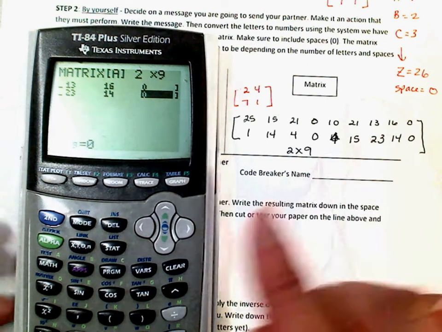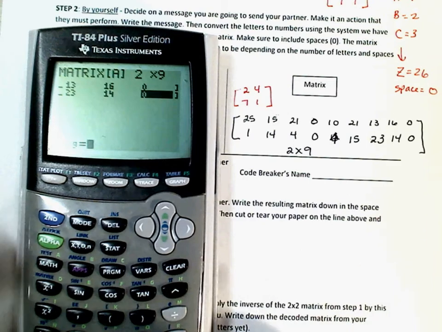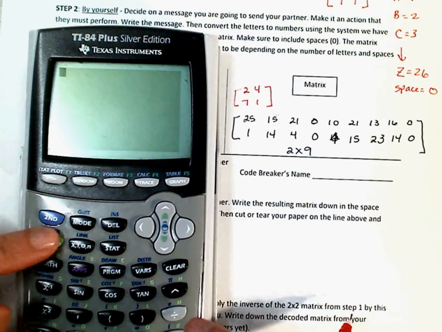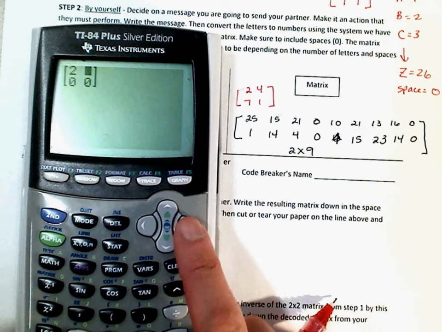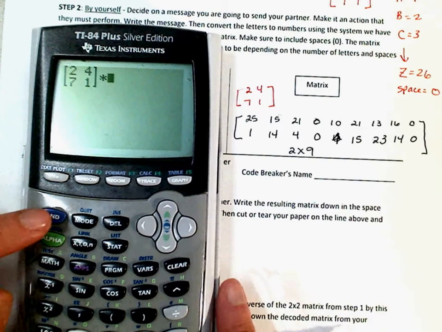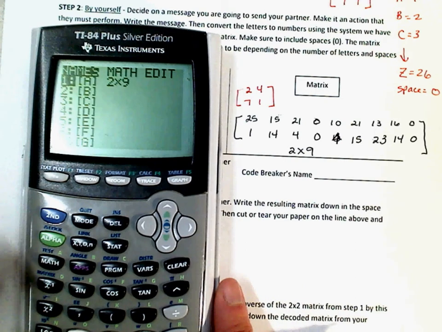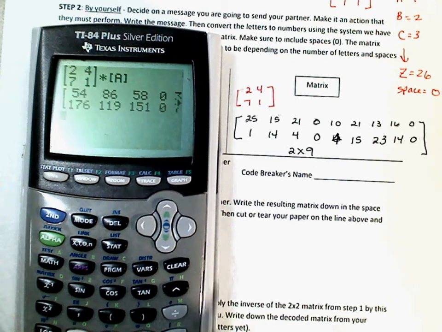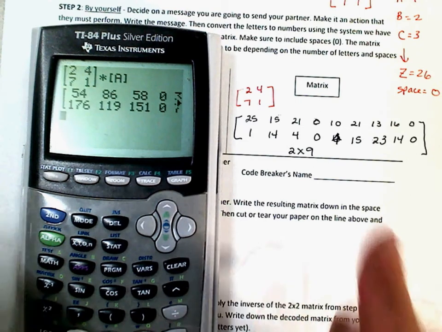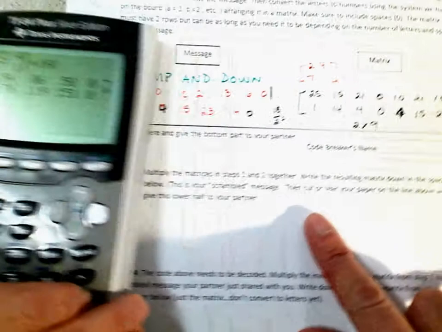And now I have that saved. So let's get out of it. Now let's go to alpha zoom, enter our code, 2, right click, 4, right click, 7, right click, times. I'm going to multiply it times my matrix, so second matrix. Notice I stored in A, so I'm going to grab A, and that'll give you my message that I'm sending to my friend.